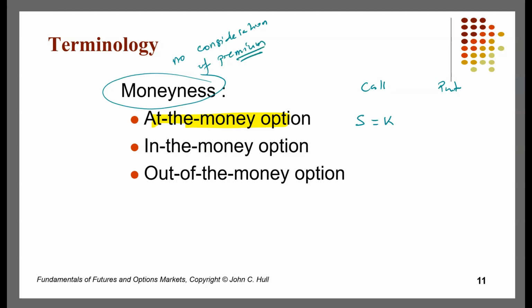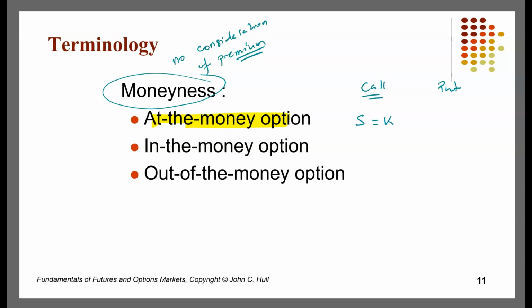Right? We are looking at a scenario where we are not considering the premium that is paid by the long to the short. We're ignoring that premium altogether. We are focusing on the relationship between strike and stock. So for a call to be at the money, the strike price has to be equal to the stock price.